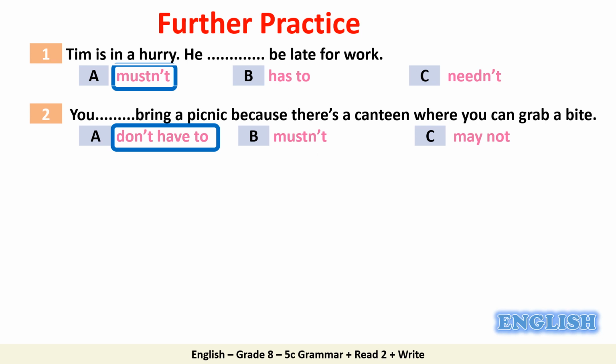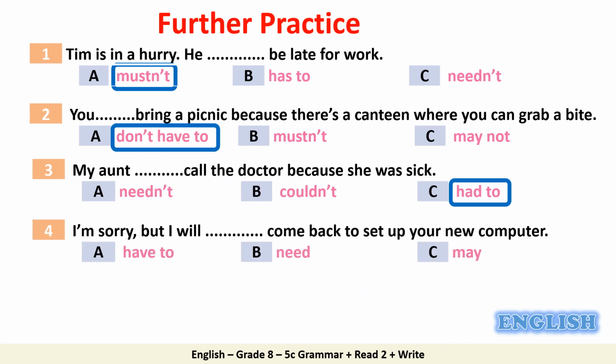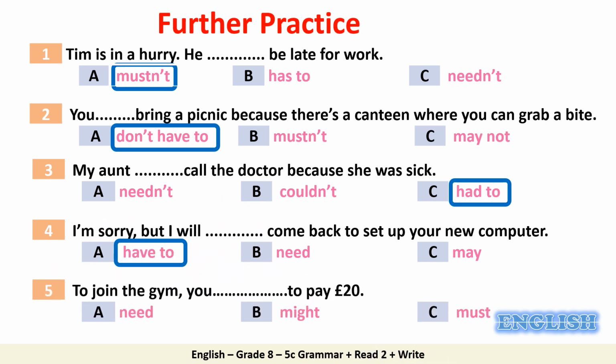Terrific. Number 3. My aunt called the doctor because she was sick. My aunt had to call a doctor because she was sick. That's the way to do it. Number 4. I'm sorry, but I will come back to set up your computer. I will have to come back to set up your new computer. Practice makes perfect. Number 5. To join the gym, you to pay £20. You need to pay £20.